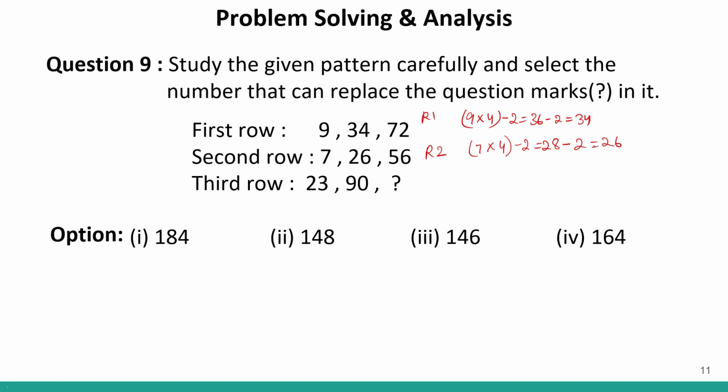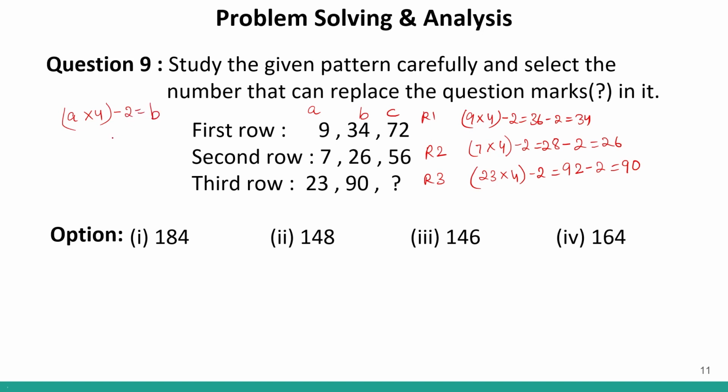Correct? Now I can say for row 3 that 23 into 4 minus 2. So 23 into 4 is how much? This is 92. And 92 minus 2 will give me 90. So this logic follows for all the 3 rows. So I can say that if this is A, this is B and this is C, if I multiply A by 4 and then I subtract 2 from it, I get my B.